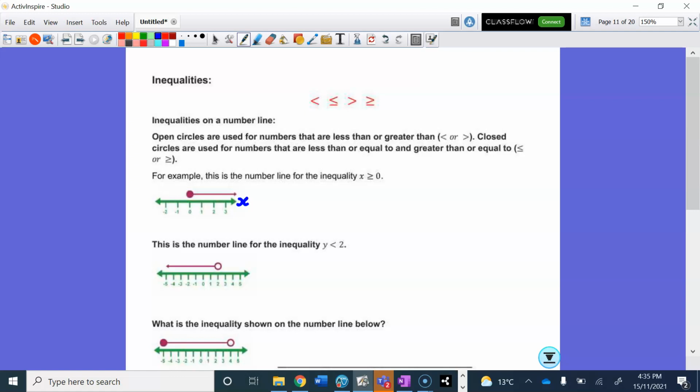In the second one, you can see that the inequality y is less than 2 would indicate that this number line represents y values, and y less than 2 means y is not equal to 2, but y is everything smaller than 2. So we use the open circle to represent that y doesn't equal 2, and the arrow pointing left, meaning that everything smaller than 2 is included in our answer.